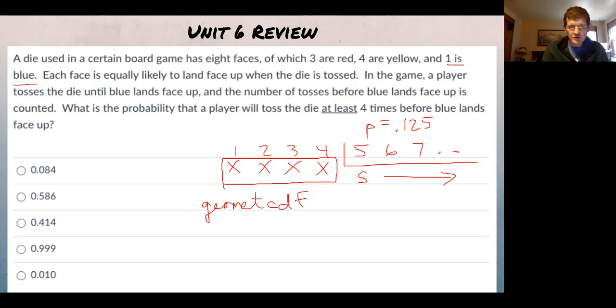So if you followed me so far, here's what we want to do. You can go into your geometric CDF, which is the very last function in your distributions menu. The probability here is 0.125.